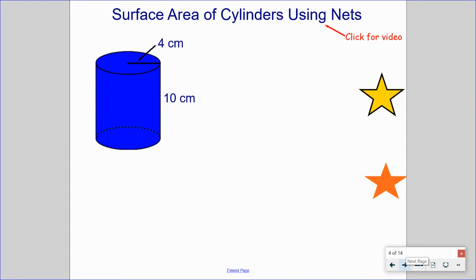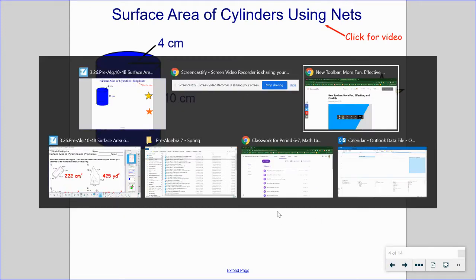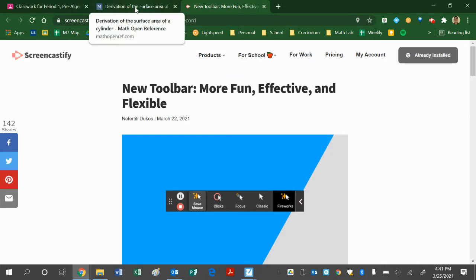Onward we go, where I'm going to pause and talk about how to find, and where there's a formula for finding, the surface area of cylinders. I'm going to talk about how to get there.